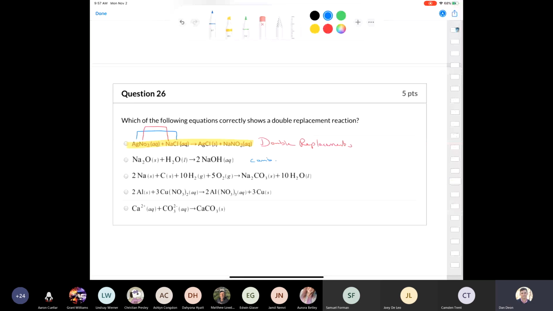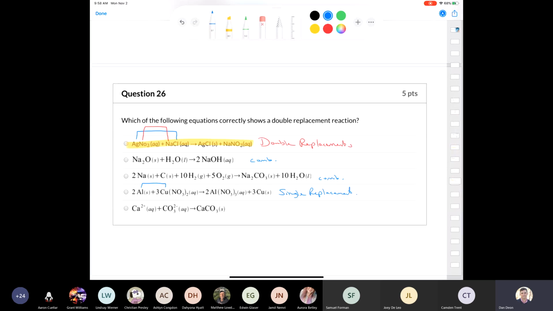We're combining sodium oxide and water to make sodium hydroxide. The next one is also a combination reaction, where we're combining sodium, carbon, hydrogen, and oxygen to form sodium carbonate in water. The next one is a single displacement, right? Because the aluminum is displacing the copper, but it's only one displacement or one replacement. So we'll call it a single replacement.